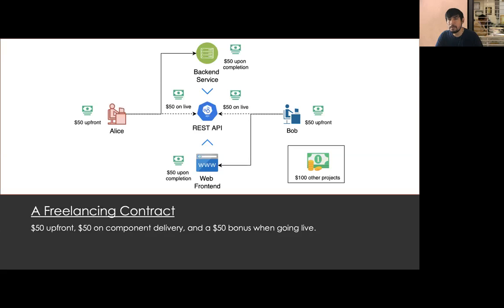For the system to be finished, the organization also needs a REST API that manages communication between the backend and the front end. The development of this API requires the expertise of both Bob and Alice. When the API is ready, both developers could receive a bonus of $50. Also, if either Bob or Alice has time, they can pursue additional freelancer contracts for a value of $100.